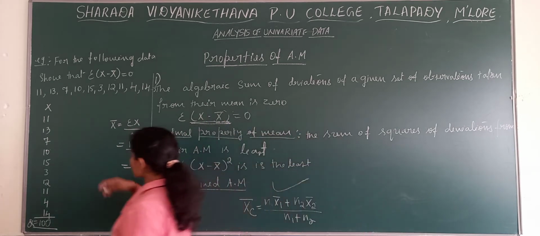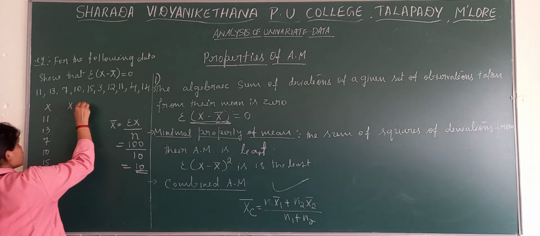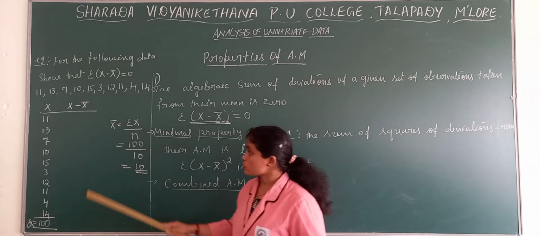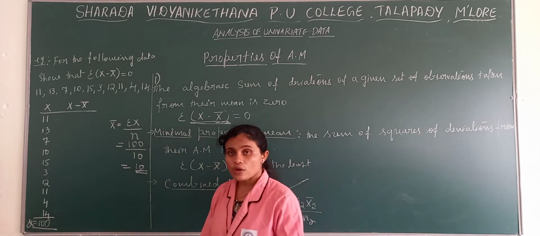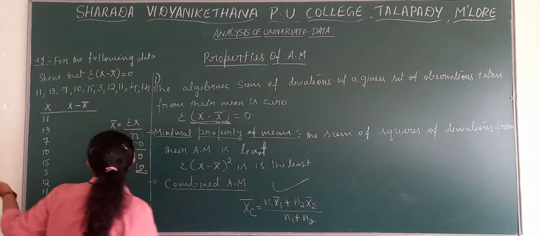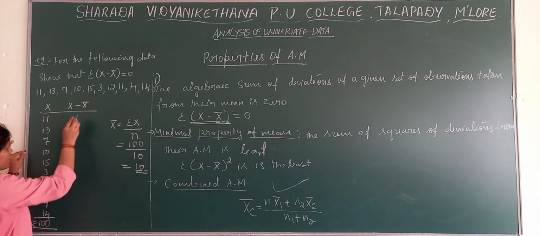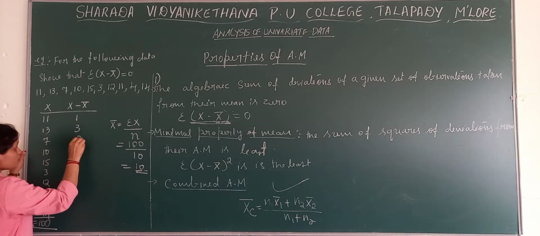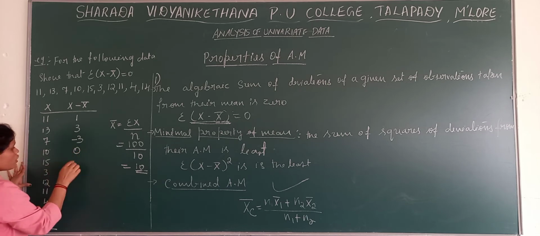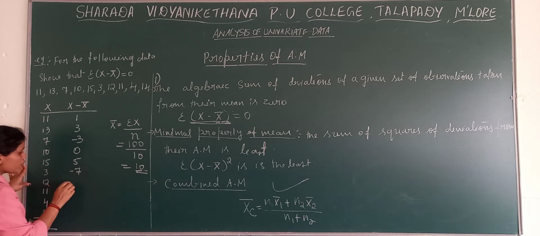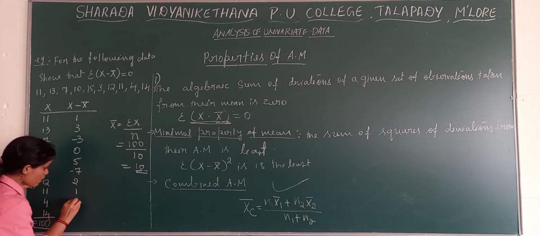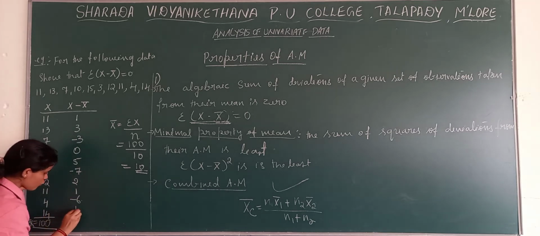x minus x bar. Which are the x values? These are the x values. So x minus the mean x bar. Here 11 minus 10 is 1. 13 minus 10 is 3. 7 minus 10 is minus 3. 10 minus 10 is 0. 15 minus 10 is 5. 3 minus 10 is minus 7. 12 minus 10 is 2. 11 minus 10 is 1. 4 minus 10 is minus 6. 14 minus 10 is 4.